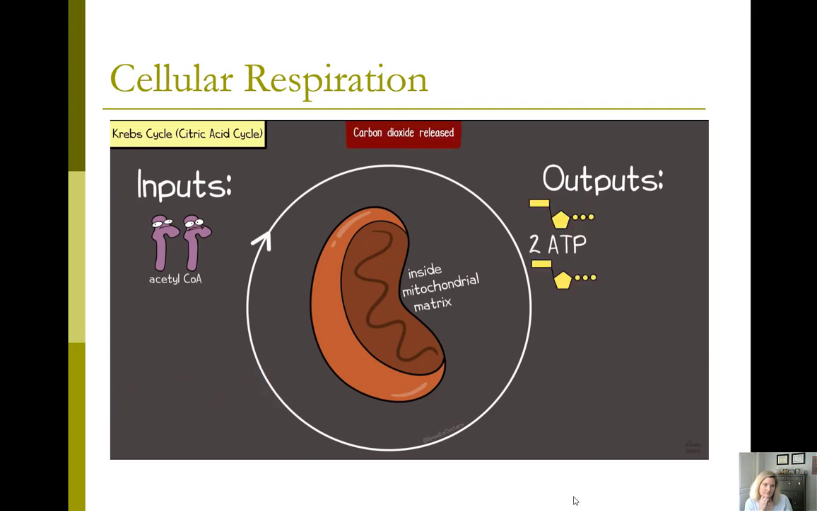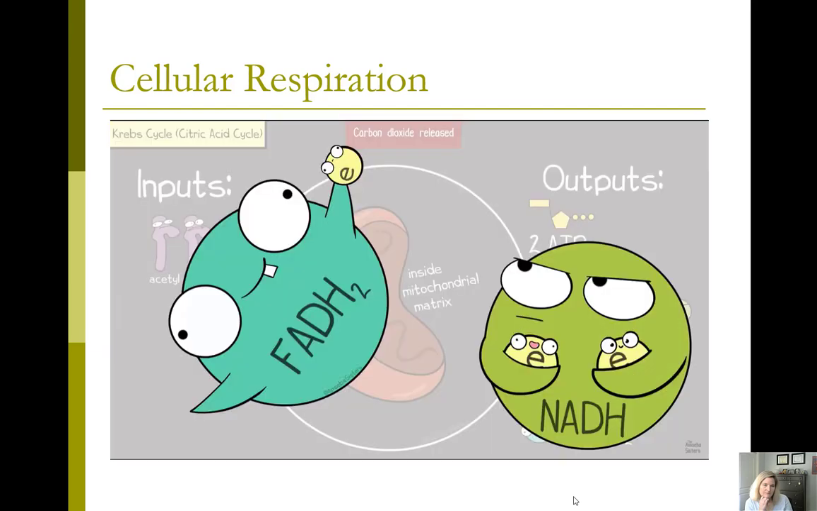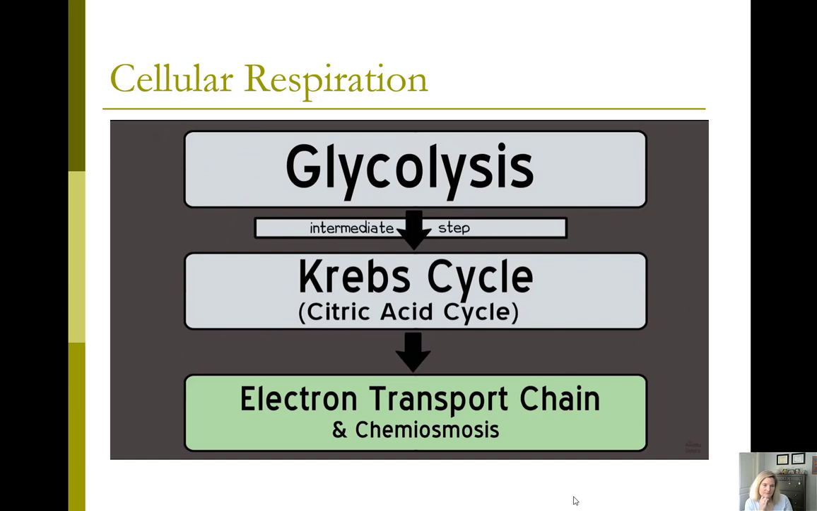We also produce 2 ATP, 6 NADH, and 2 FADH. FADH is also a coenzyme, like NADH, and it will also assist in transferring electrons to make even more ATP. Step 3, the electron transport chain in chemiosmosis.